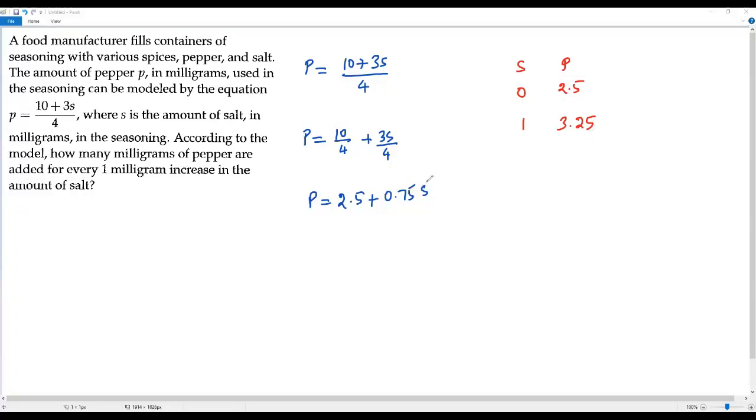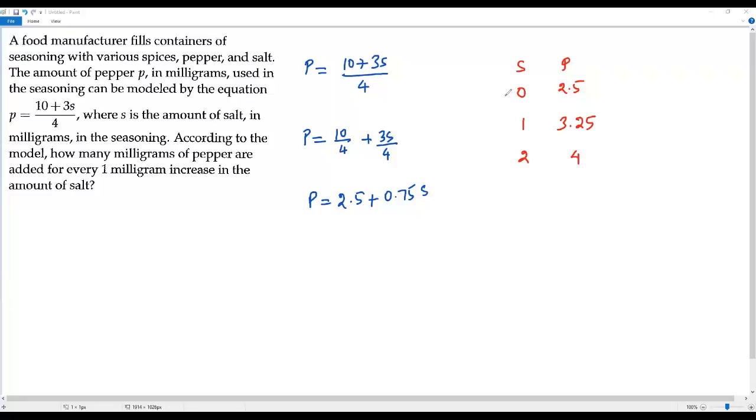Okay, what if I plug in S equals 2 into the given equation? 2 times 0.75 will be 1.5. So 2.5 plus 1.5 will become 4. That is, when S equals 2, then P is 4. That is, if there are 2 milligrams of salt in the seasoning, then we'll have 4 milligrams of pepper. Okay, let's look at here.